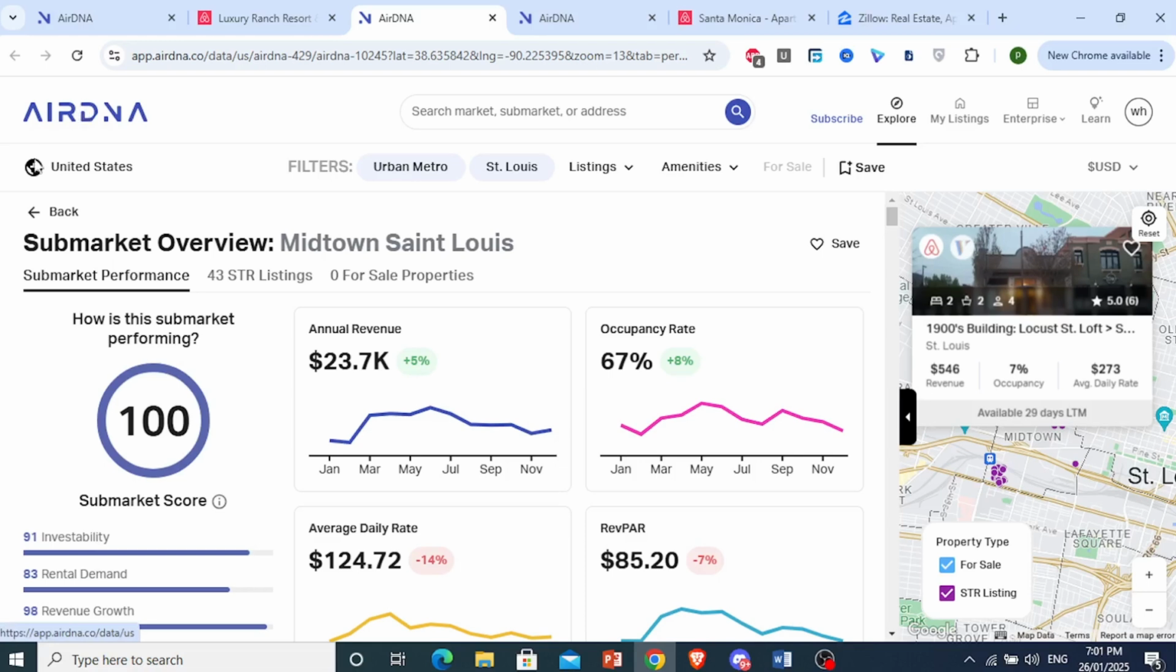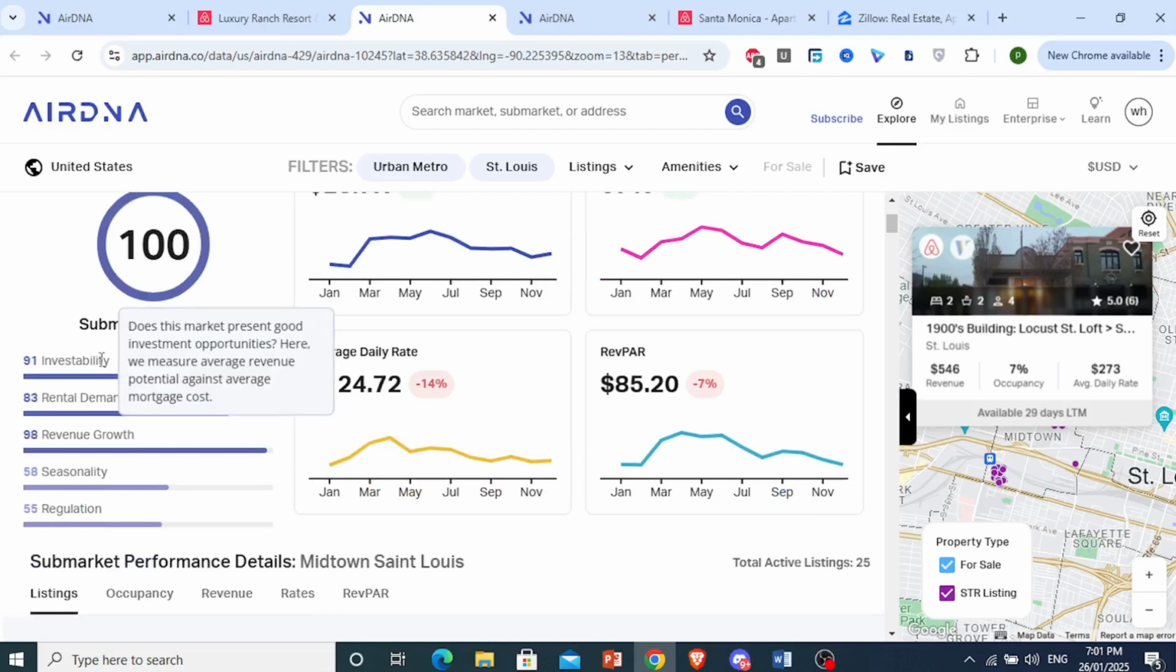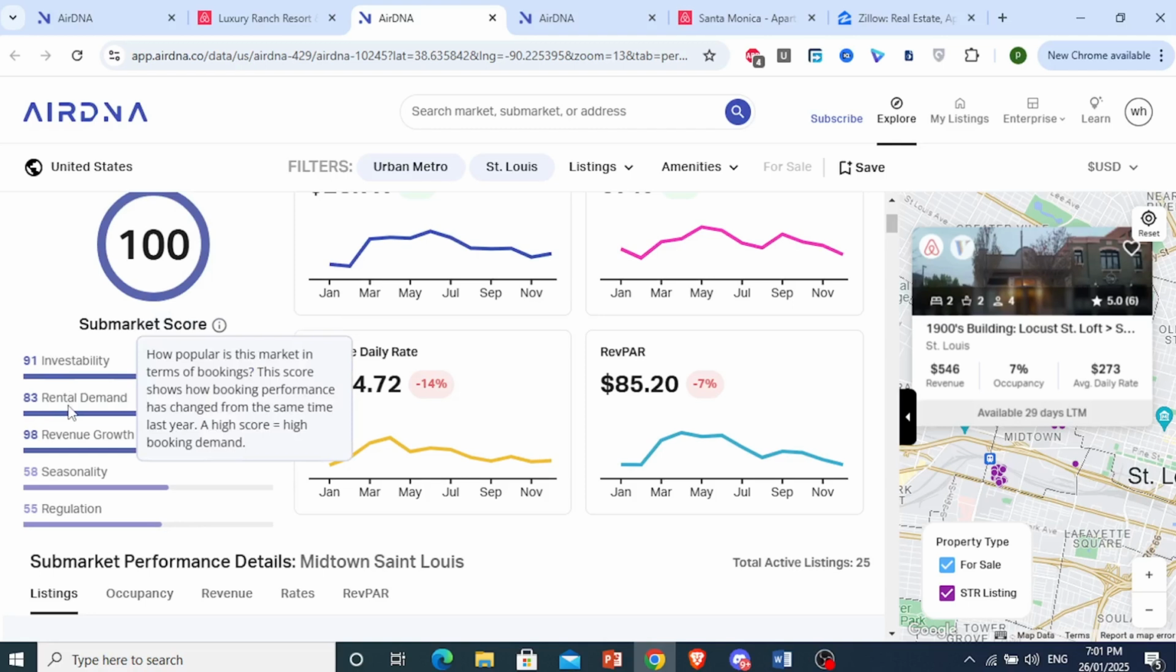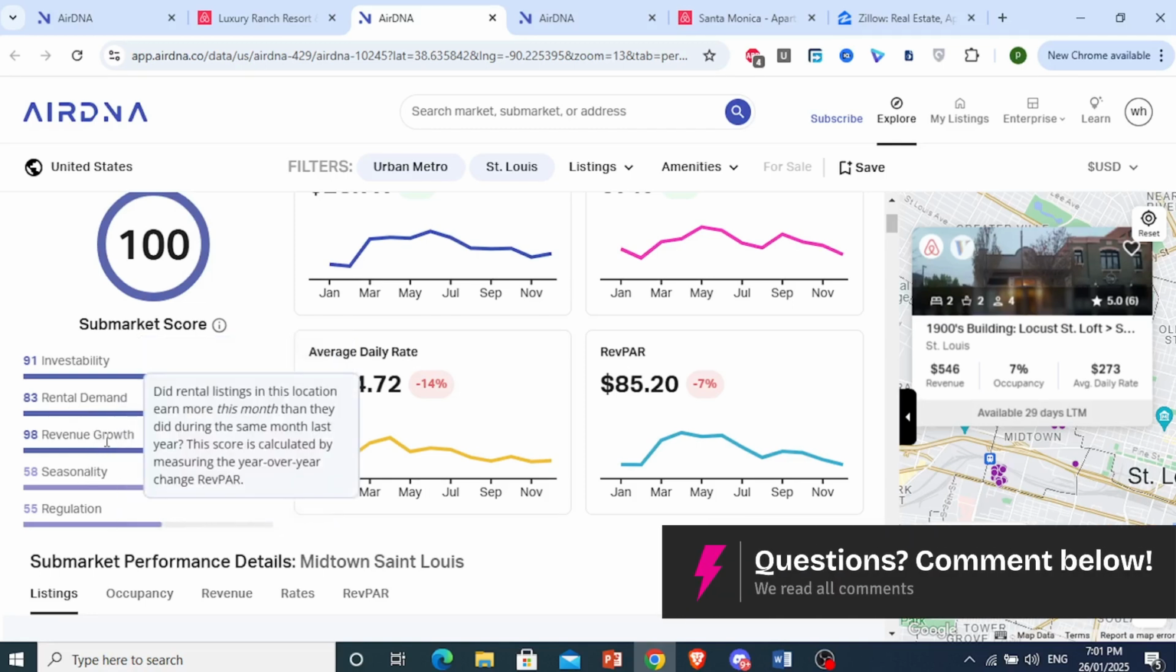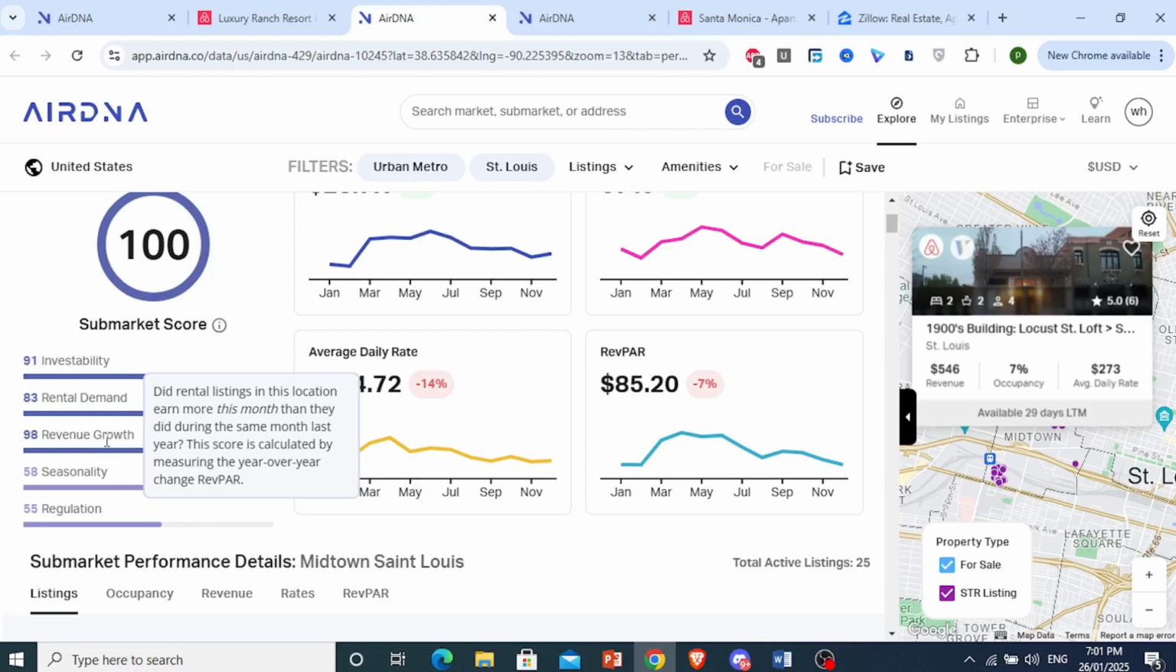It is divided into 5 different criteria. We have investability. Basically, does this market have good investment opportunities? So they measure the average revenue potential against the average mortgage cost, right? And then we look at market demand. So how popular this market currently is in terms of bookings, right? And now we have the revenue growth. So did the rental listings that were there in this location earn maybe more this month than they did during the same month last year, for example, right?